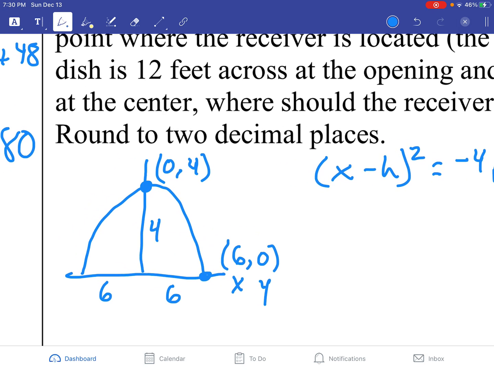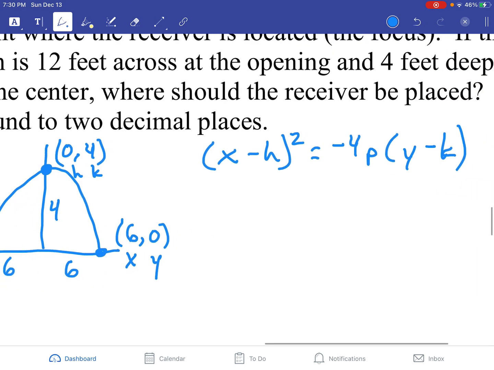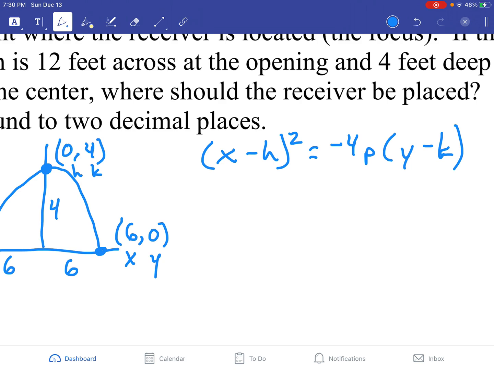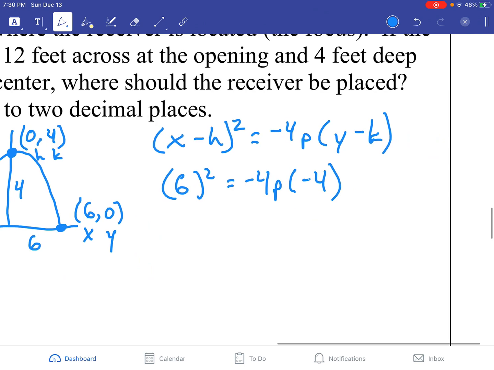So now we have the x and y. This point up here is our h, k. So we're going to put these values into our equation. We're going to have to solve for p. So the x is 6, the h is 0, so we don't need it. Equals negative 4 times p times the y, which is 0, minus 4, which is the k. So that's our equation. So now we just have to solve for p.